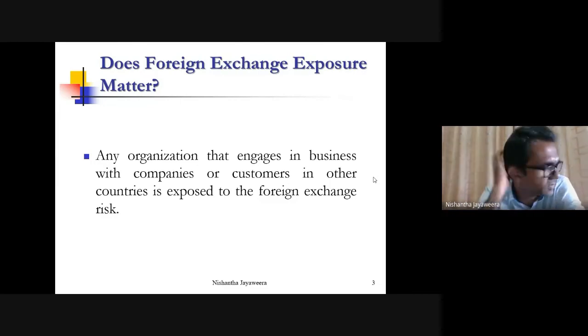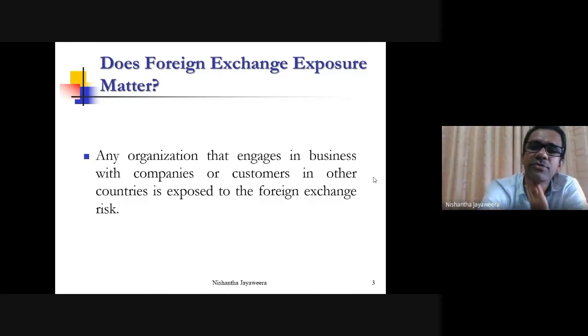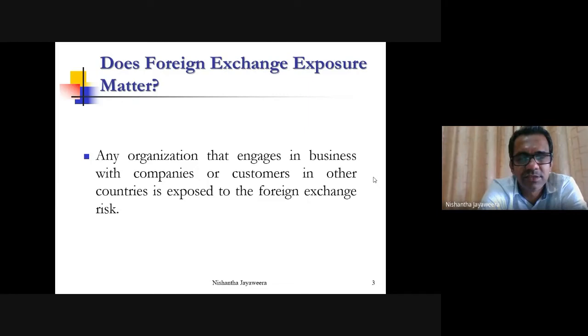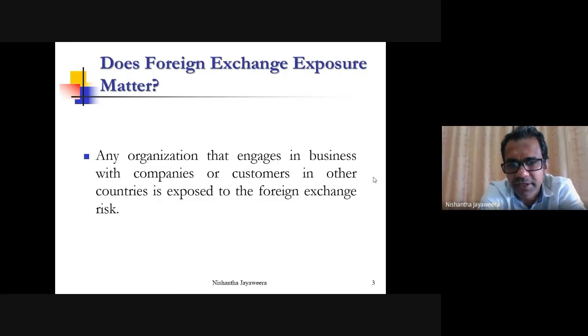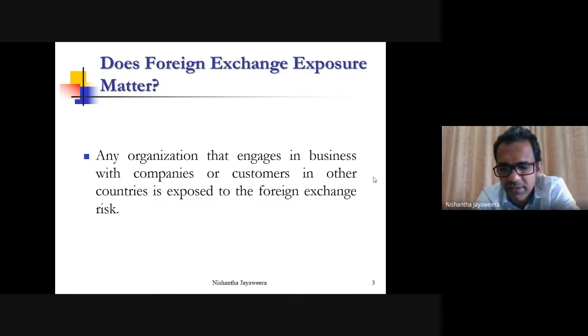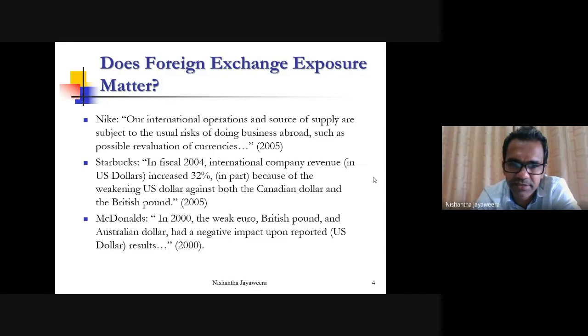So basically, any organization, entity or individual who does business with, or has customers among, outside or foreign parties is exposed to foreign exchange risk. That's the basic idea. But when we move forward in a few slides, you will see that even someone who is not doing business with any foreign party will still have an exchange rate impact on their business. We will see that in a moment.